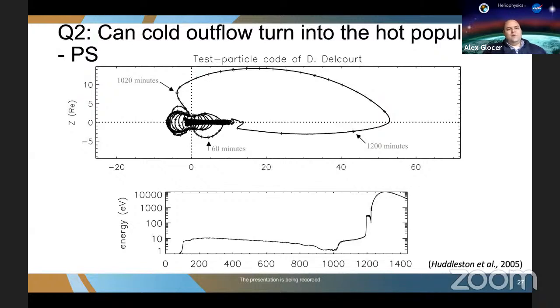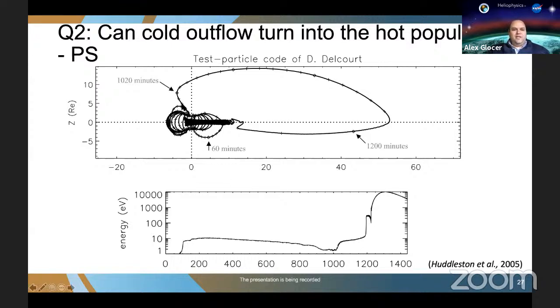So now I want to go to question 2. We see that the ionosphere contributes a lot of the plasma, but this plasma that comes out of the ionosphere is cold initially. Can this turn into the hot population? Rick Chappell talked about this a couple of weeks ago in this seminar, showing these test particle simulations from Matthew Huddleston's paper using Dominic Delcourt's test particle code.